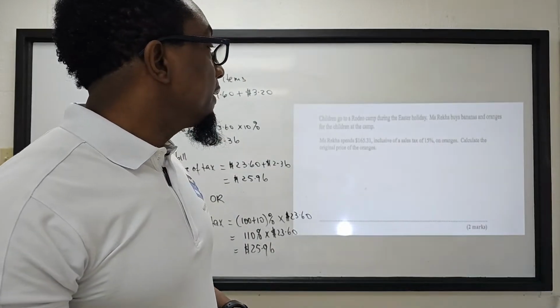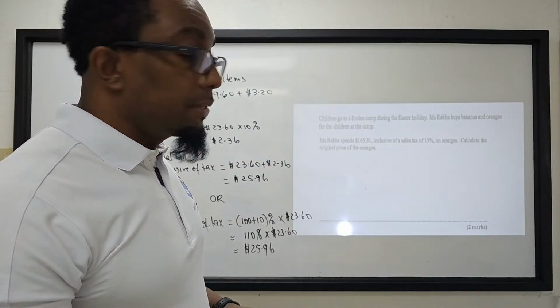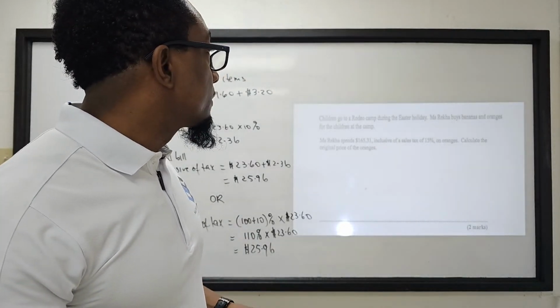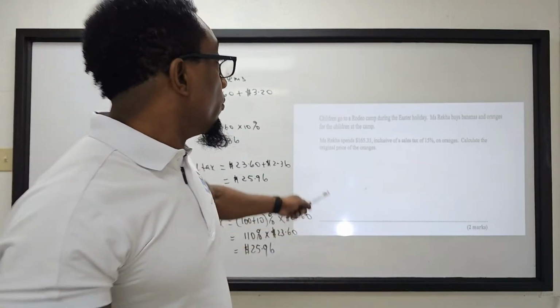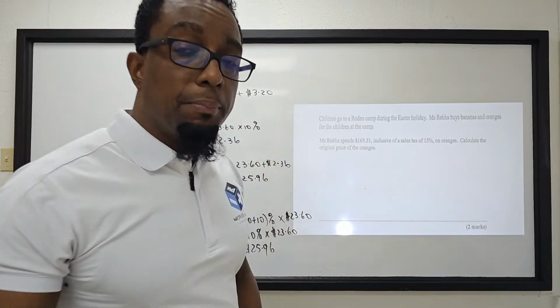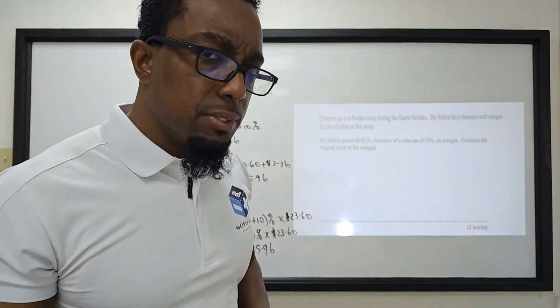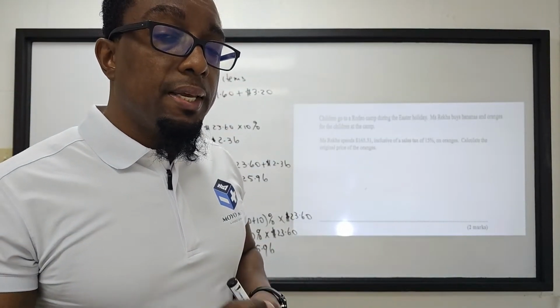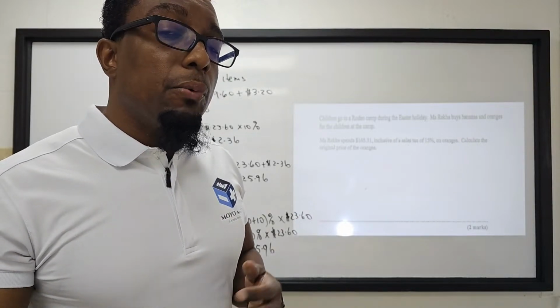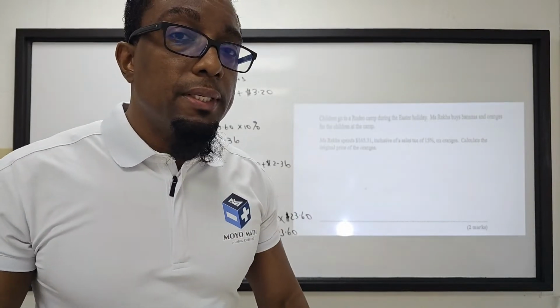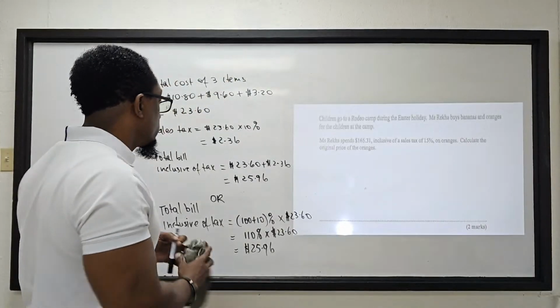So let's look at another question involving sales tax, but they want us to determine the original price. So it's a case where we're moving backwards. They give you the price inclusive of VAT, but we want to work backwards to determine the original price. So to do so, what do we do?